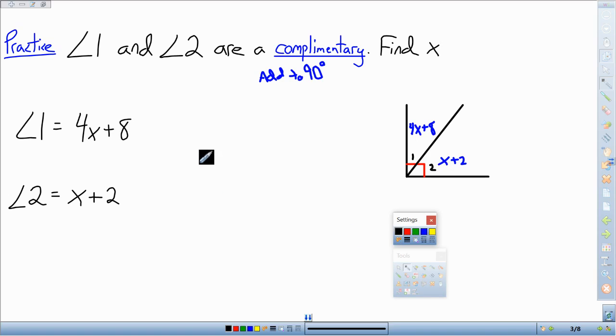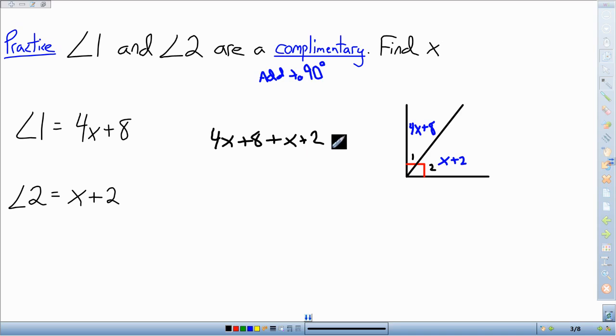Okay, so hopefully you're able to make your equation. So I'm going to go ahead and do it. I know that this angle, 4x plus 8, plus this angle, x plus 2, when added together equals 90 degrees. That's your equation, and that's really the big thing. You have to really be careful on these problems. It's going to be very tempting to just set them equal to one another or add them together and set it equal to 90 or 180. You have to know what you're doing. That's why knowing the definitions of these words was so important.